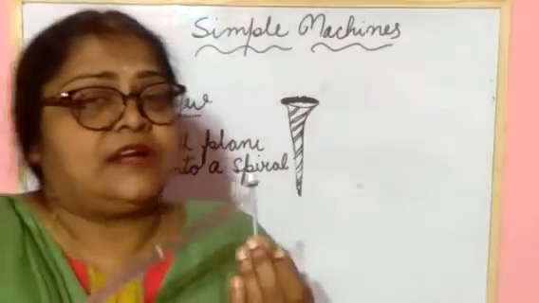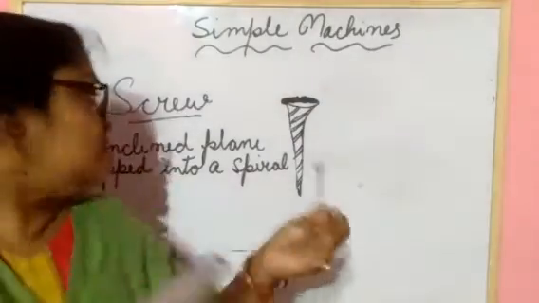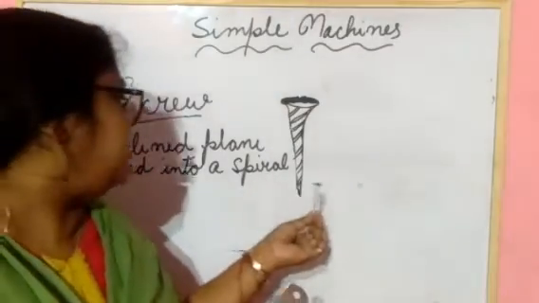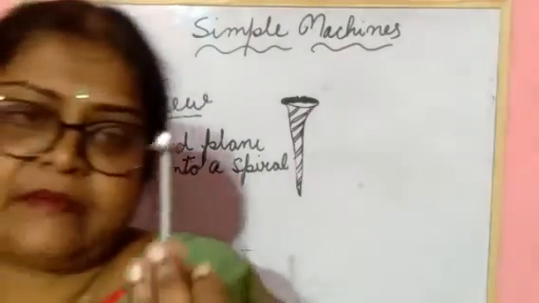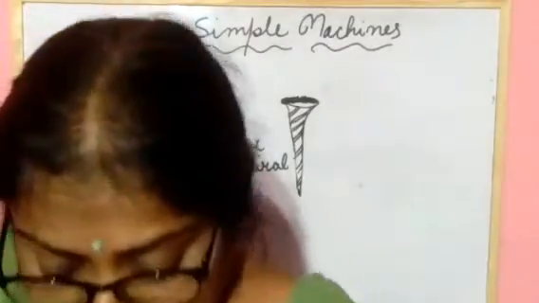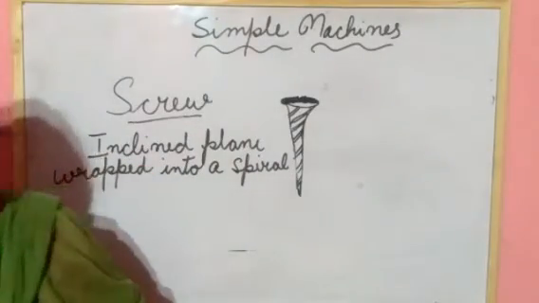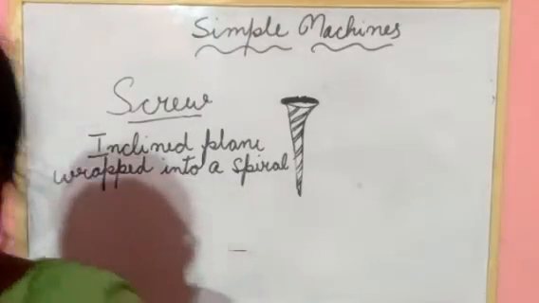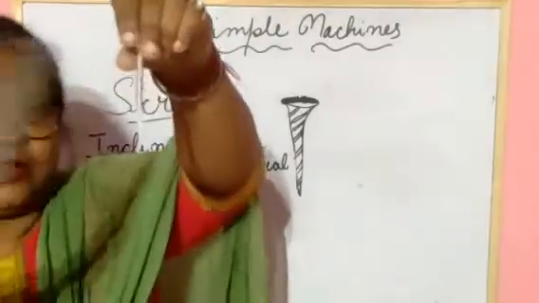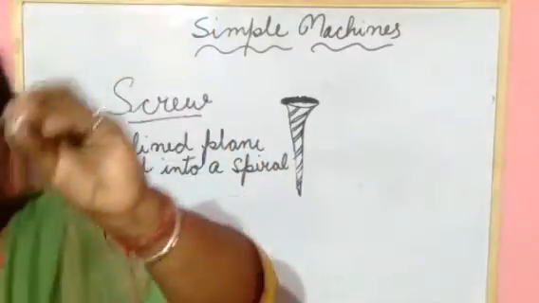And what else does it have? You are seeing it like this, wrapped into a spiral. Understood? Now about this screw: screw thread. This is the screw thread. All of these are known as screw thread. Yes, you can see this one, the screw thread.